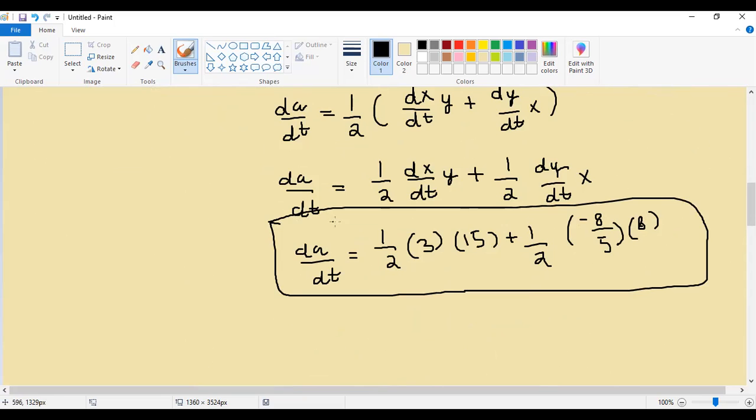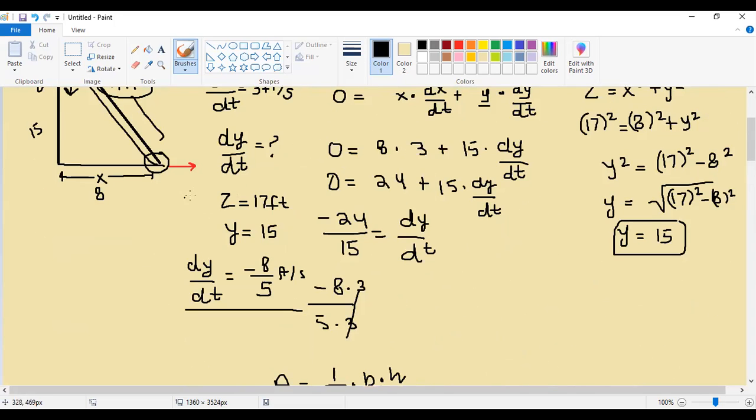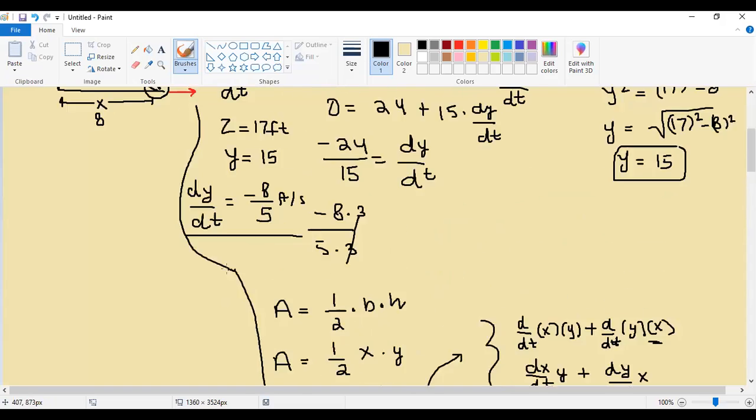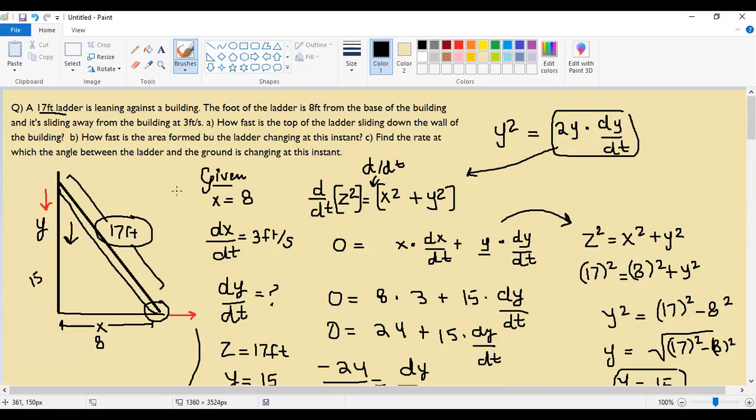Now the last problem in this question tells us to find the rate at which the angle between the ladder and the ground is changing at this instant. So let me go ahead and section off a portion of the board here where we are going to solve this problem. So the idea here is that as the ladder decreases, you can imagine an angle here which will also decrease, because as this moves downwards, the overall angle will also decrease. It'll fall on itself, so to speak.